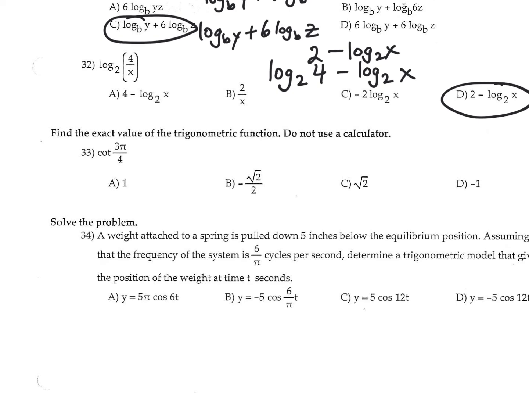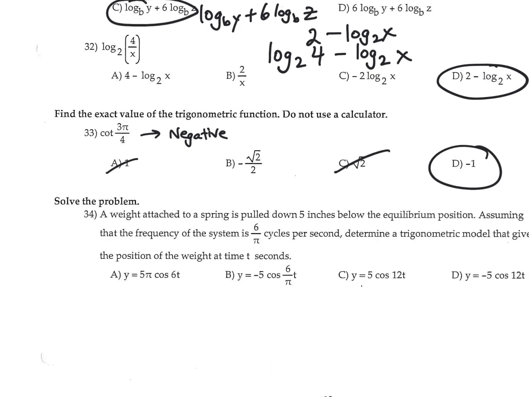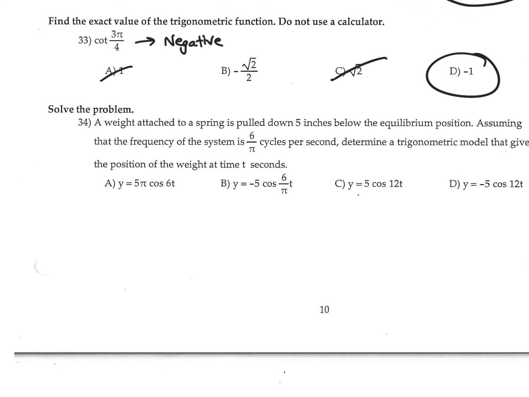Here we're going to move into some trig. They want us to find the exact value of the cotangent of 3 pi over 4. So that's in our second quadrant, so this is going to be negative. Right off the bat, I can eliminate option C and option A. 3 pi over 4 has a reference angle of 45 degrees. The x value and y value will have the same absolute value, but opposite signs. The cotangent of 3 pi over 4 is -1, making option D the best option.